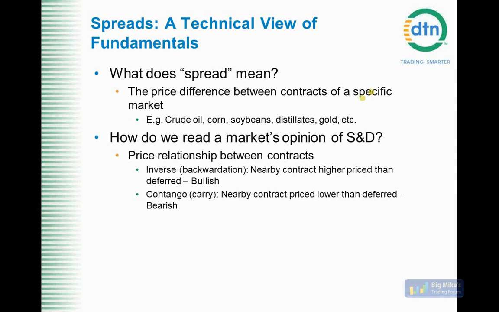Okay, we've got spreads. We're looking at the price relationship between contracts. We can see a number of different things when we look at this. Number one is if it is inverted, or in an inverse, often known in the New York markets as backwardation. This is where the nearby contract is higher priced than the deferred contracts. And this is a bullish view of the underlying fundamentals.